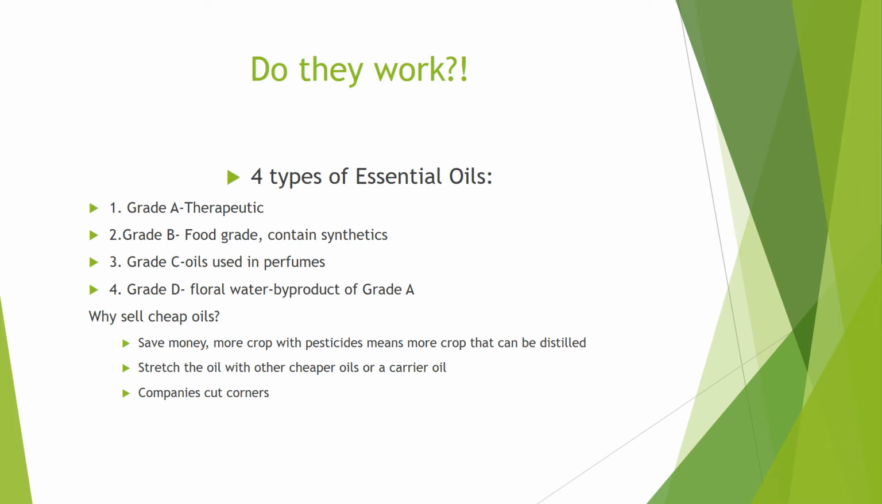So there are 4 grades. The first one's grade A, which is therapeutic. It's made from organically grown plants and distilled at low temperatures. And distilling at low temperatures helps to make sure that the oil's constituents and their properties are contained in that essential oil to make them therapeutic. Grade B oils, they're food grade, but they can contain synthetics, pesticides, fertilizers, chemical extenders, or carrier oils. Grade C oils are perfume oils, and they often contain chemicals as well.